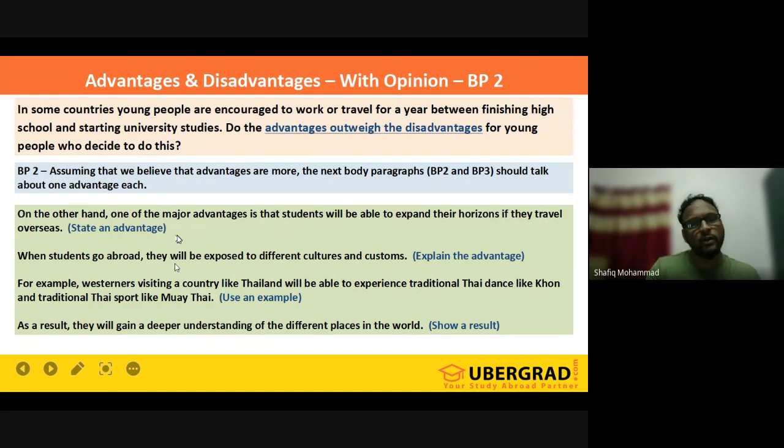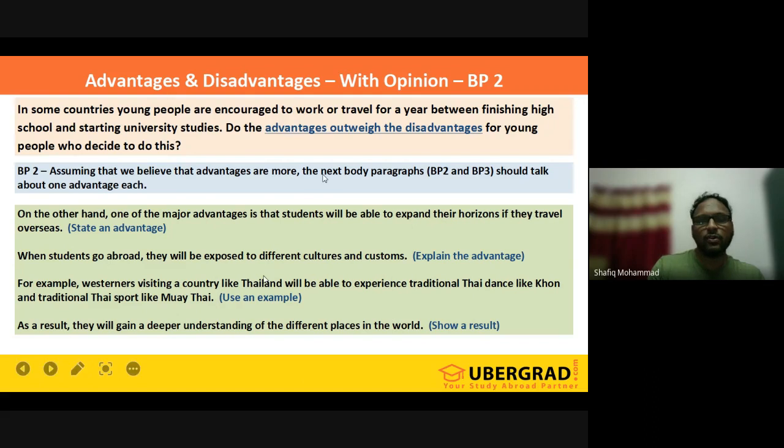When students go abroad, for example, they get exposed to different cultures and customs. For example, one of my friends went to Thailand, and he or she experienced the traditions over there, went through many cultural programs, and also played a Thai sport over there, and so on. So you're just explaining a story here. That is an example, and the result is, as a result, they will gain a deeper understanding of different places in the world.